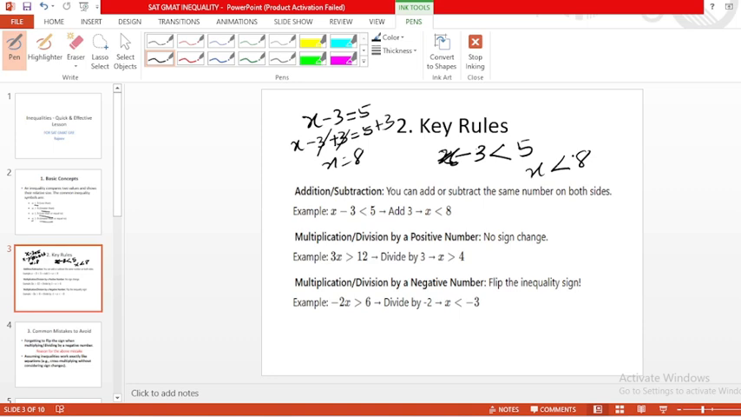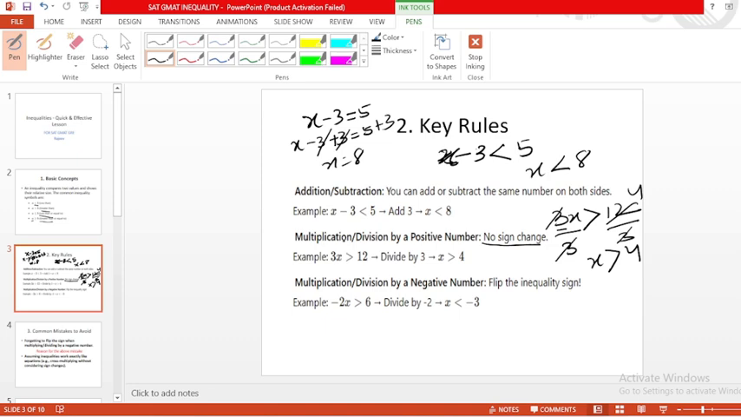Multiplication and division by a positive number: there will be no sign change. Like the example given, 3x should be greater than 12. To solve this inequality, or if it was an equation, we will divide both the sides by 3 so that we get rid of the coefficient of x. So we divide here by 3, and here by 3. We get simply x should be greater than 4. Fine. Up to this point is clear.